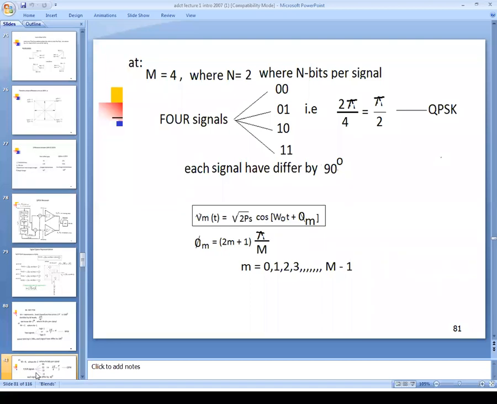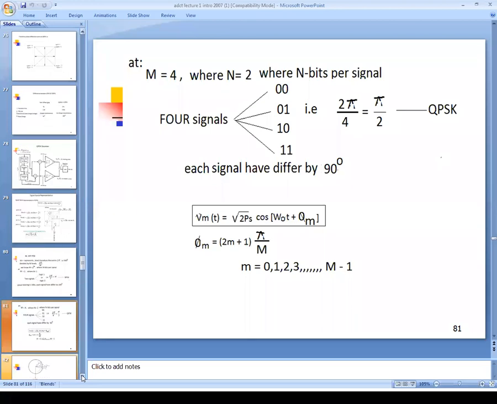Like M is equal to 8, small m is equal to 0, 1, 2, 3, 4, 5, 6, 7, because M is equal to 8, 8 minus 1 is 7. So the small m represents the number of signaling points. Each signaling point differs by an angle depending upon the M value.